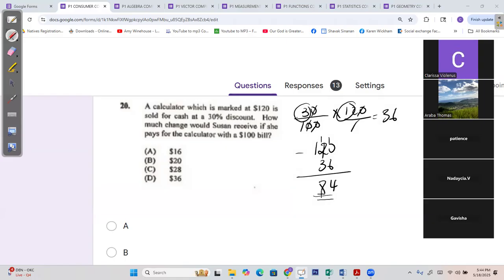They ask how much would the change be after take away from 100. So 84 from 100. Borrowed, I put a 9, 10. So that's 6. That's 1. So your answer is $16. So your answer is A.